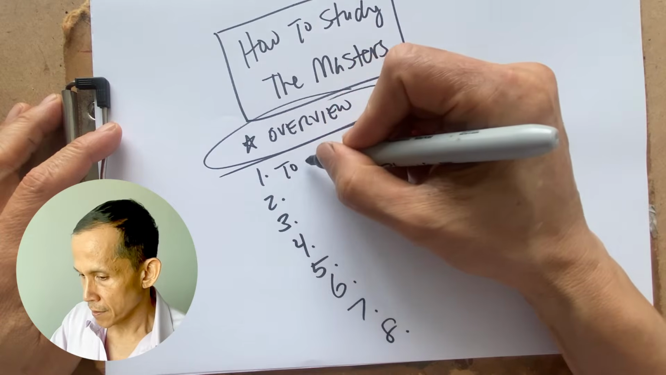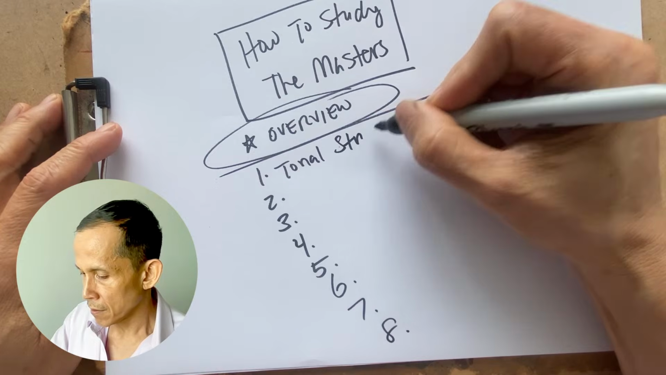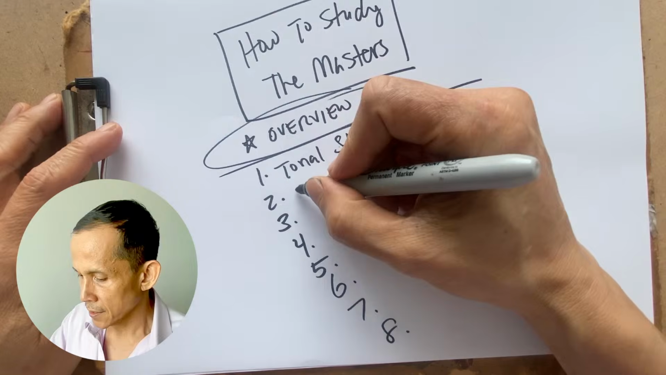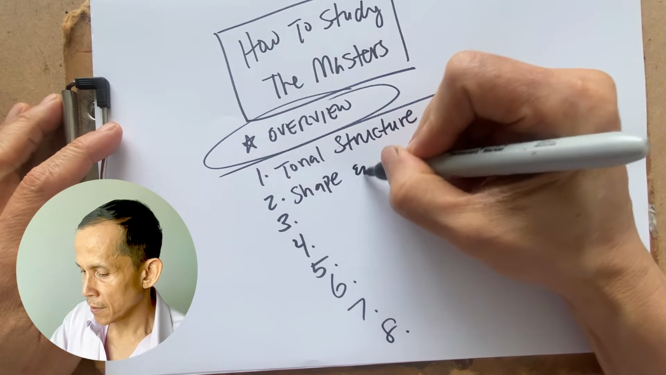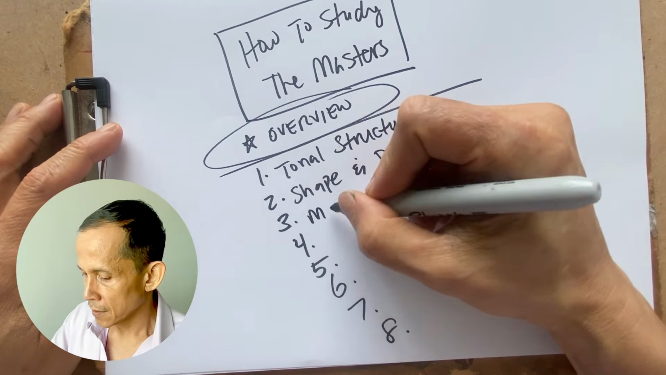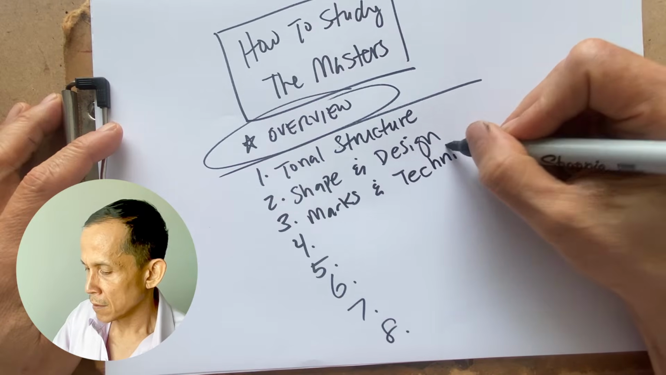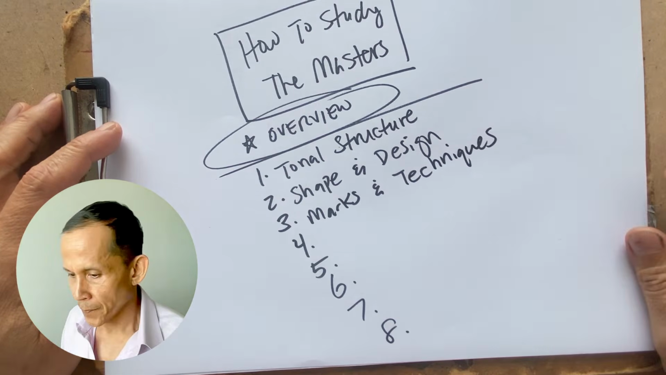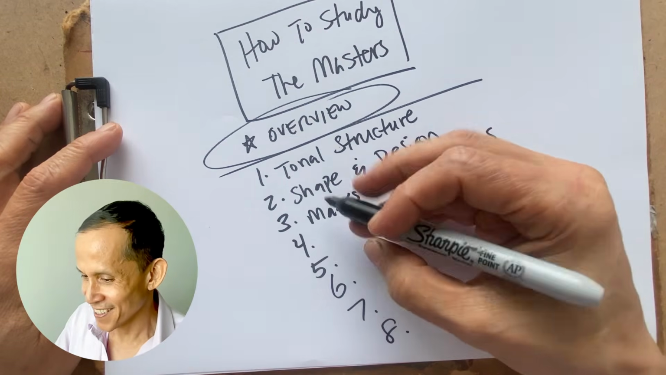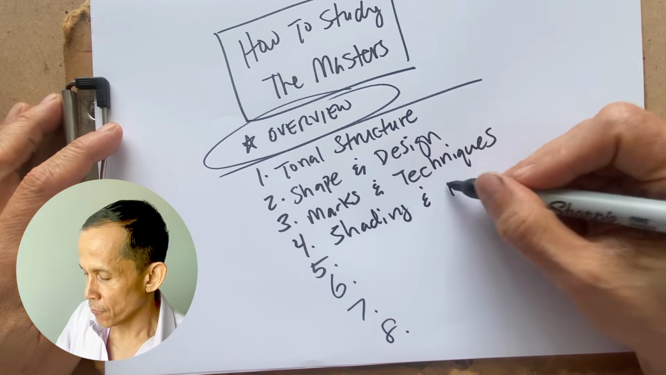First is tonal structure, tonal design. Next is shape and design. Next is marks and techniques. Next, number 1, 2, 3, 4. Next is shading and form.